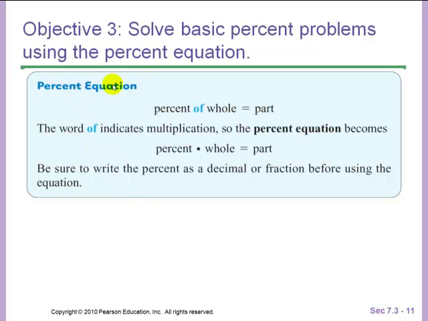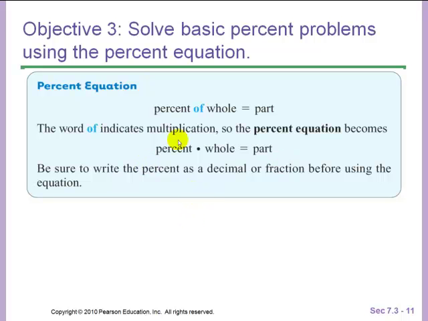Now we'll talk about the percent equation. In general, the percent of a whole equals part. So the word of in this situation means multiplication, so we have percent times whole equals part. This is an equation, so it doesn't actually matter what part you have on the left and what is on the right. So in this case, it's percent times whole equals part, but you can flip that around and have part equals percent times whole. They're the same thing. That's what the equal sign means. The equal sign means the thing on the left and the thing on the right are the same. Whether it's on the left or right does not matter.